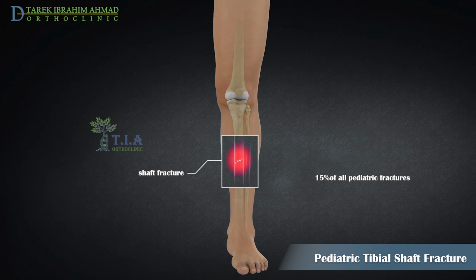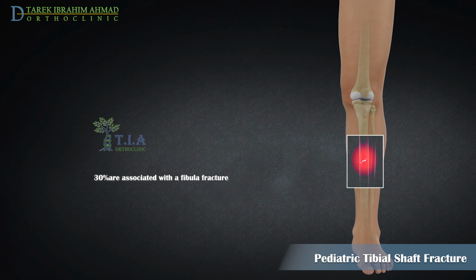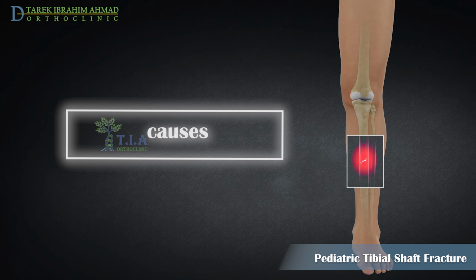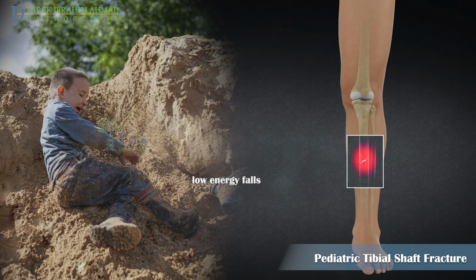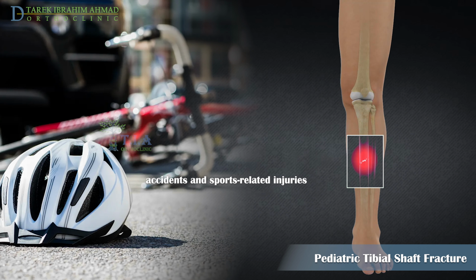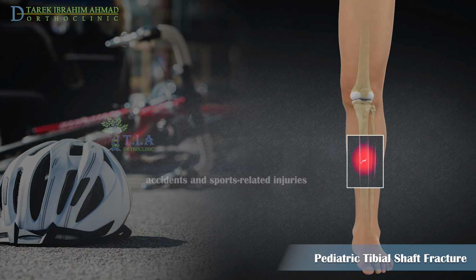Tibial shaft fractures are the third most common long bone fracture in children, after fractures of the femur and forearm, and are accompanied by a fibular shaft fracture in 30% of patients. The mechanism varies depending on the age of the child, with low-energy falls and twisting injuries being more common in younger children, and high-energy motor vehicle accidents and sports-related injuries predominating in older children and adolescents.